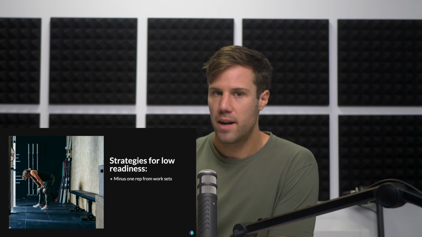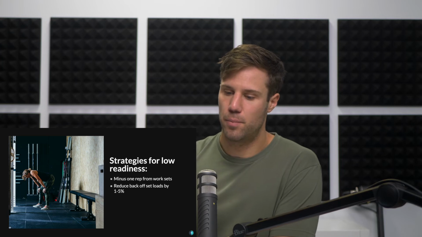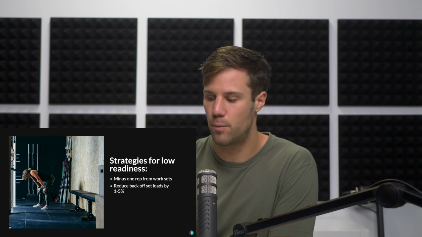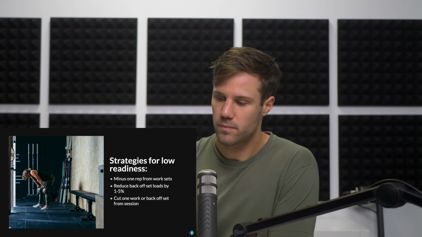You might minus or take off one rep from your work sets. So 3x5 becomes 3x4. You might reduce the weight for your back off sets. If you do back off sets in your strategy, one option here if you've got low readiness is still do your top set, but on your back off sets, maybe you cut the loads by 1, maybe 5, maybe even 10%. So if you plan to do back offs at 100 kilos, make them 95 kilos. Or instead of doing 3x5 back offs, do 3x3 back offs at the same weight. Things like that can help you just create a little bit of space so you can recover from your session.